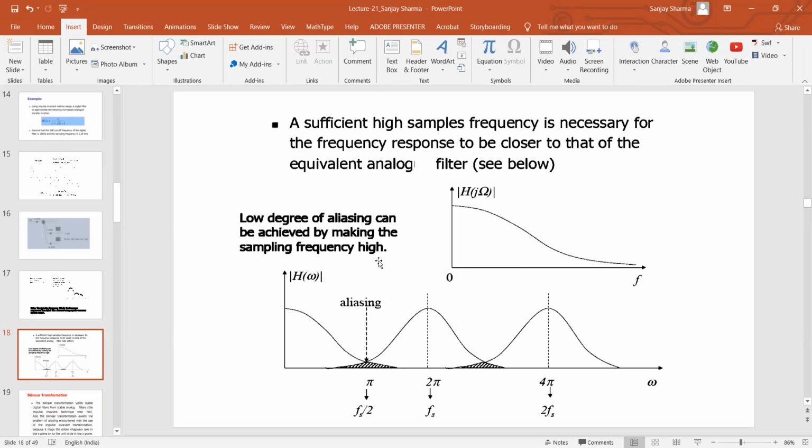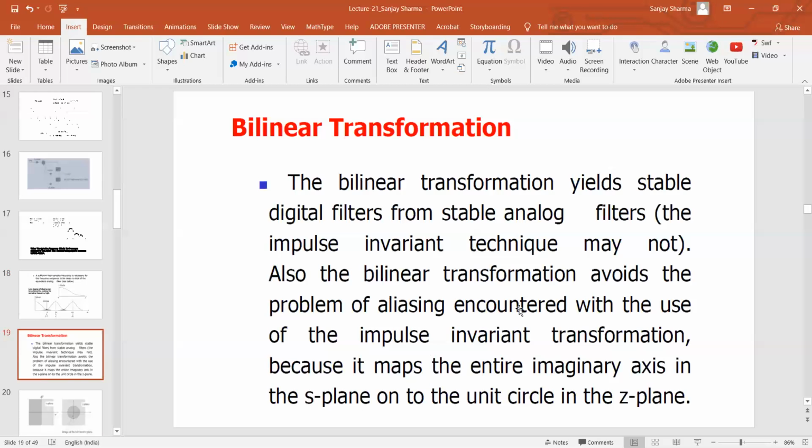The technique to avoid aliasing in the design of IIR filters using the impulse invariant method is known as bilinear transformation. This is by far the best technique to design IIR filters, right? And it will avoid the problem of aliasing. But in bilinear transformation, another problem results, which is the frequency warping problem that we will see. What is the problem here?